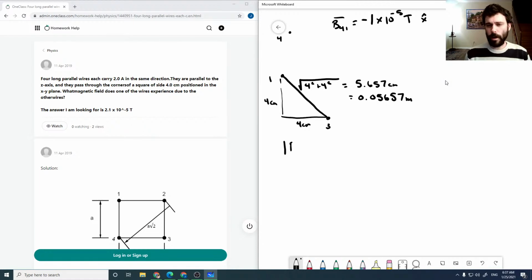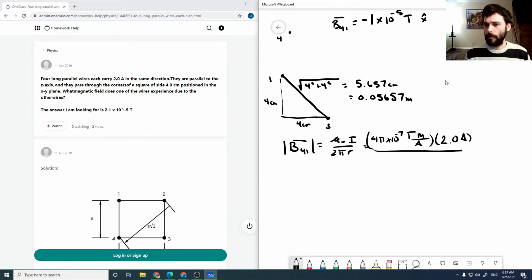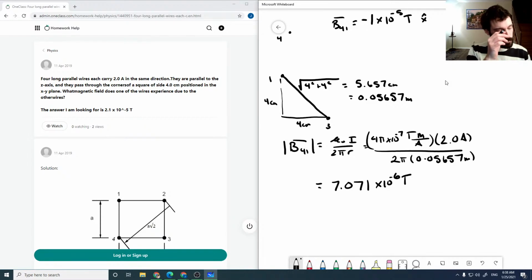And so we can easily solve for our magnitude as mu naught I over 2 pi r, 4 pi times 10 to the minus 7 Teslas meters per amp times 2 amps over 2 pi times 0.05657 meters, which comes out to be 7.071 times 10 to the minus 6 Tesla. Now our direction is going to be a bit trickier.